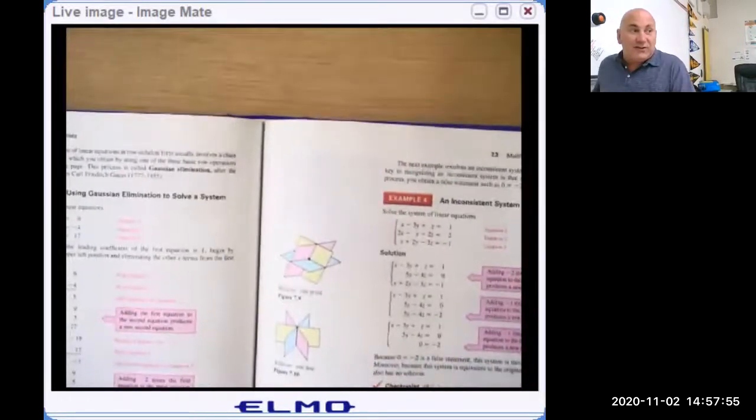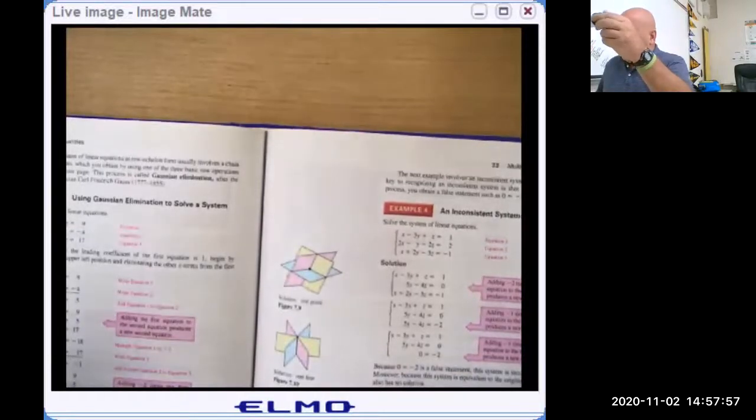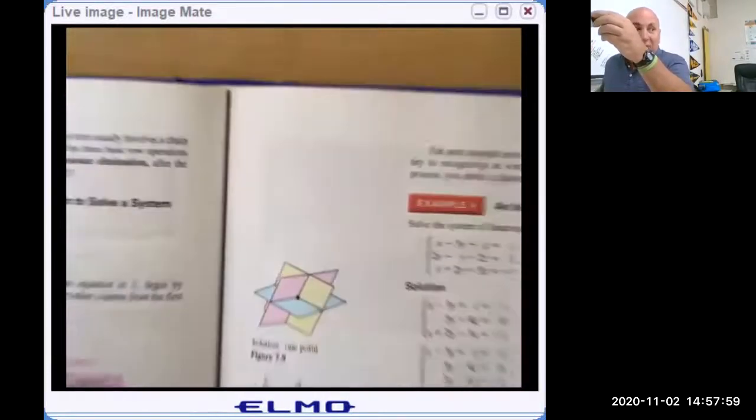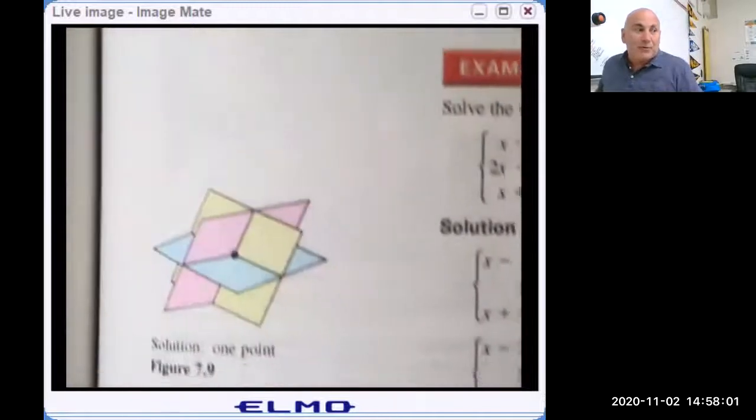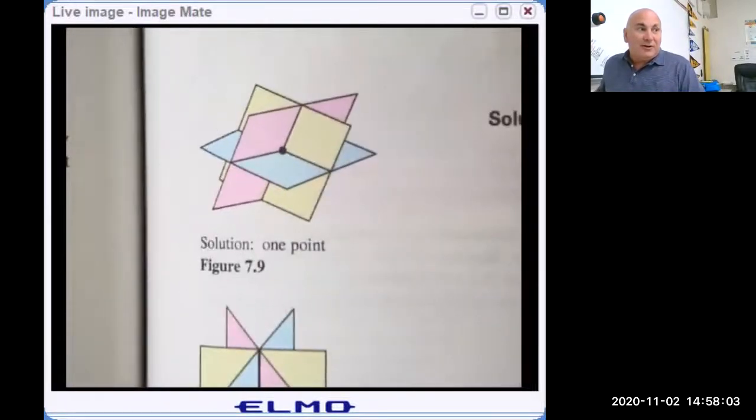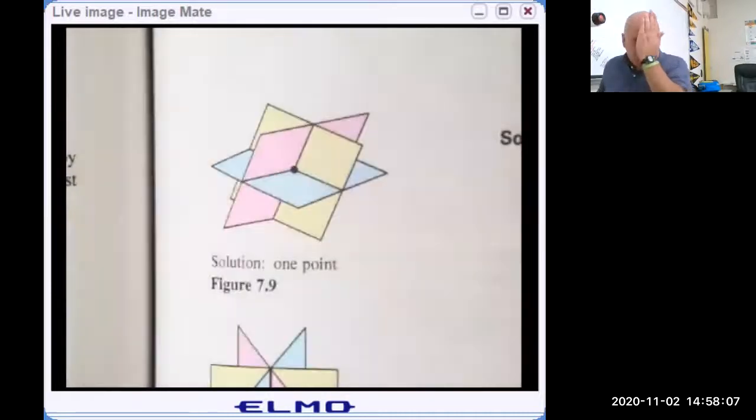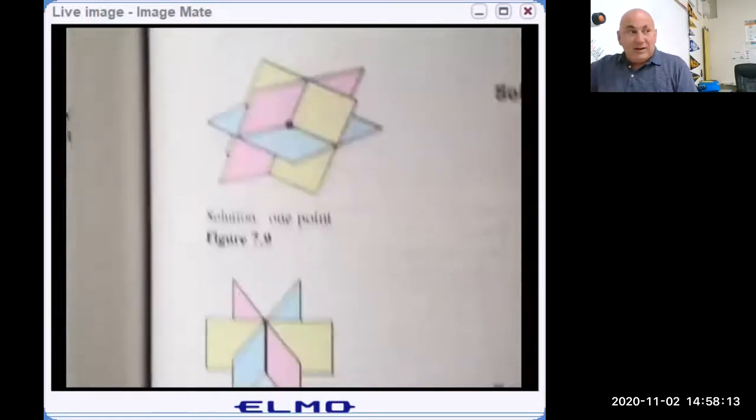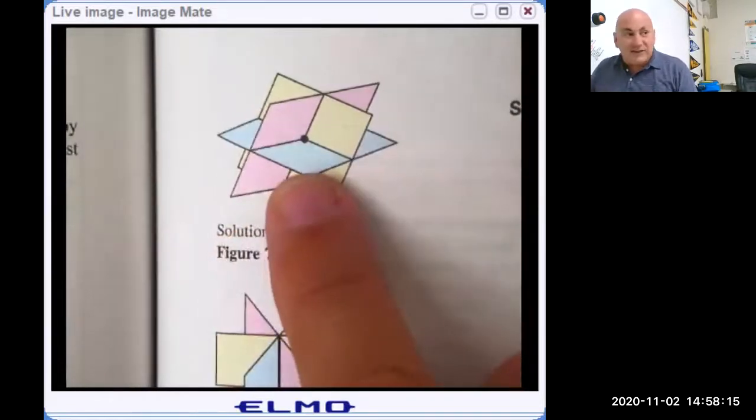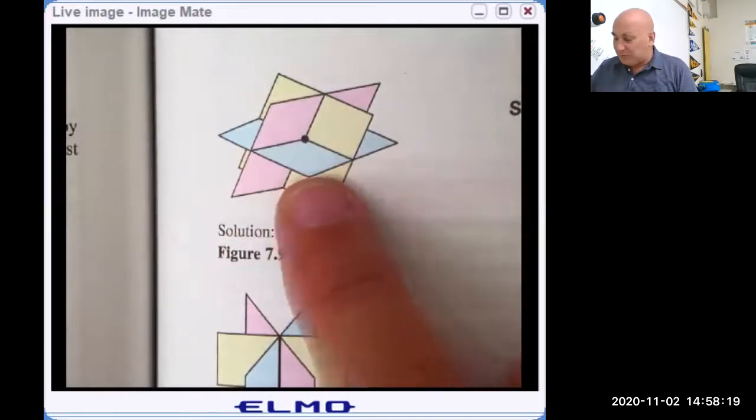So if we're doing a system of equations in 3 variables, we're talking about planes. So in this one, your 3 planes intersect at one point and there is a solution x, y, z to your system of equations. So this would be a consistent and independent system. It has exactly one solution.